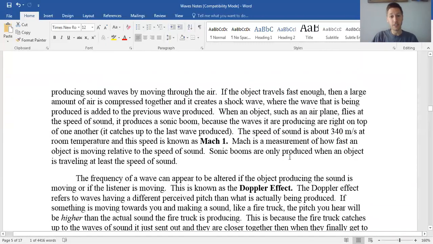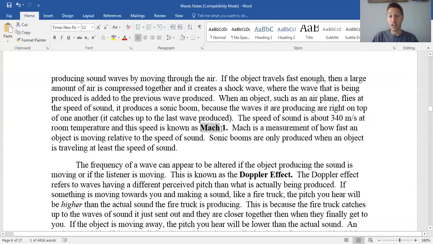Eventually you travel fast enough, you get to the speed of sound, which is Mach 1. At Mach 1, you're moving at the speed of sound. And so when you make a sound wave, it gets added right to the last sound wave and gets added together. So speed of sound is roughly 340 meters per second at room temperature. So it's pretty fast. It's 700 miles per hour-ish.